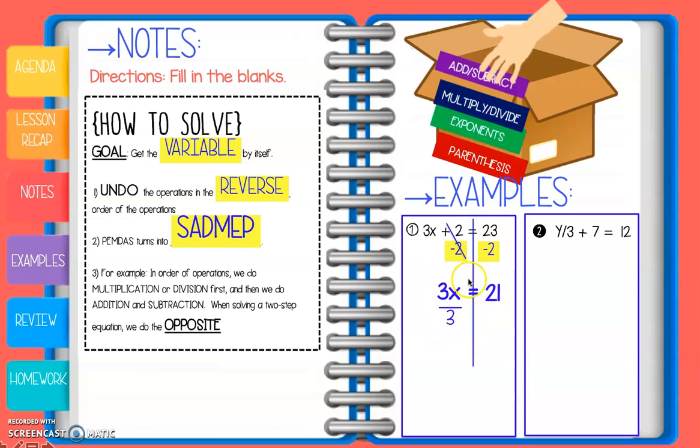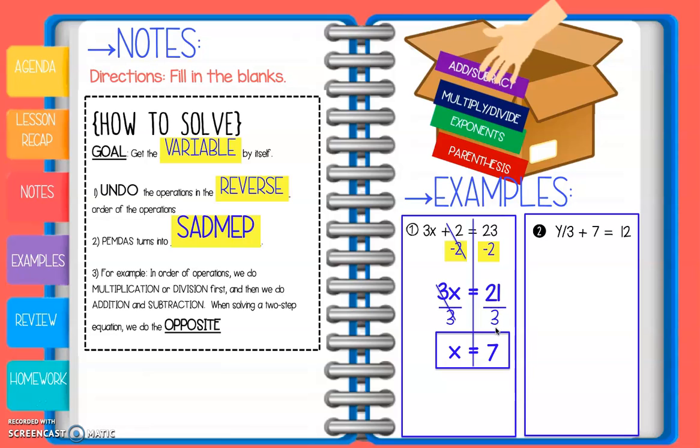Whatever I do on the left, I've got to come over here and do the exact same thing on the right. We're going to cancel out our multiply by 3 and our divide by 3, and we're left with just an x, which is exactly what we wanted. And then we're going to divide 21 divided by 3, and that gives us a 7. So our final answer is x equals 7.